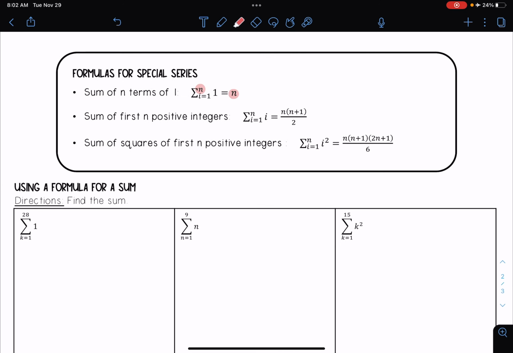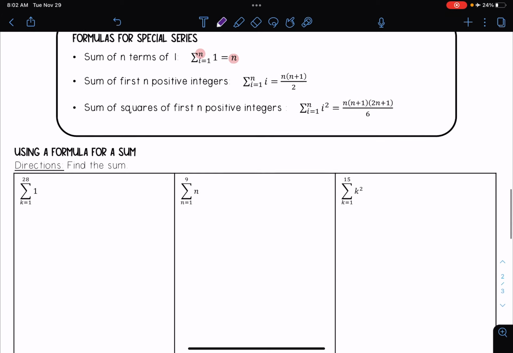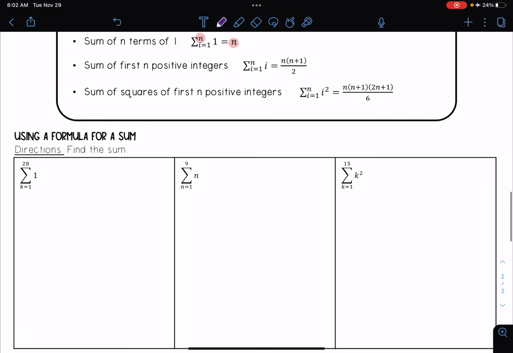The sum of the first n positive integers is going to be n times n plus 1 over 2. And then the sum of squares of the first n positive integers is going to be n times n plus 1 times 2n plus 1 over 6. So let's go ahead and look at some examples.